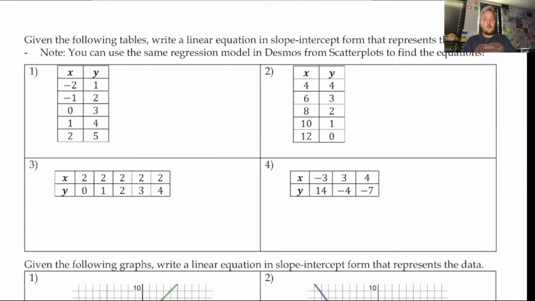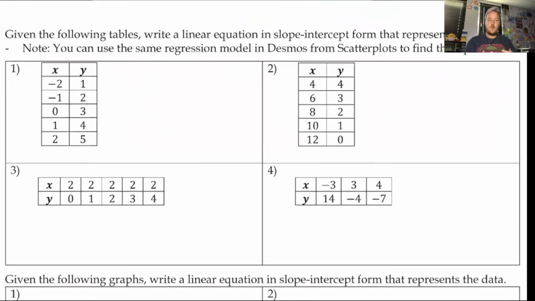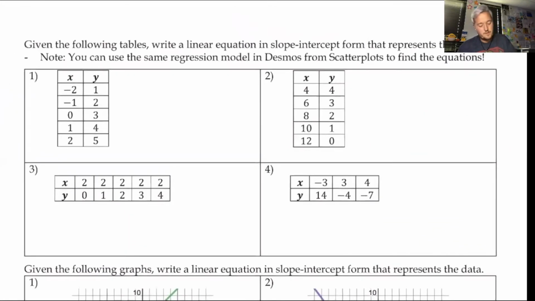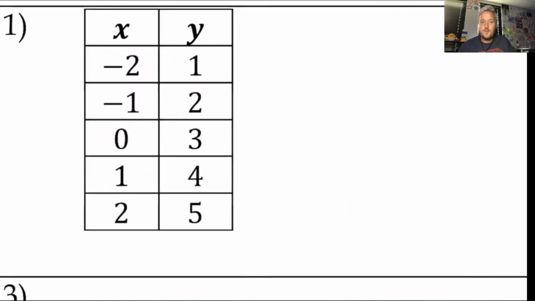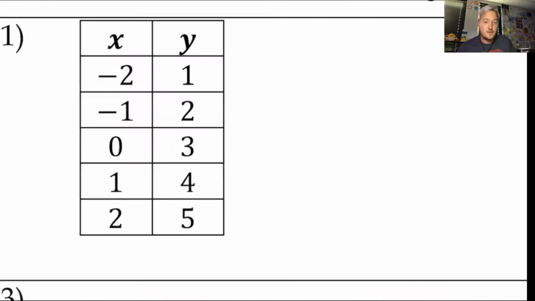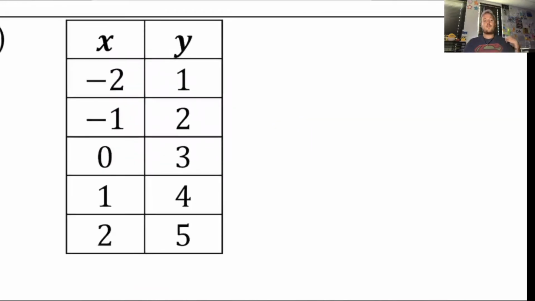So the next page. Now we're going to be looking at the table values. We want to do the same exact thing. One thing to note that I was very explicit in putting on here, you can actually do this same exact thing that we did for scatter plots, and you can use the regression model. So you can plug in y1 tilde mx1 plus b and plug in the tables, and it will tell you the equation. Or you can do it by hand, which of course I'm going to advocate for, but you also have Desmos as an option.